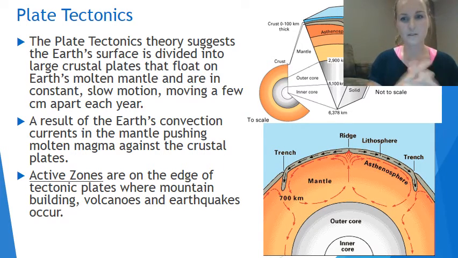So this causes these plates to move, and again, it is on these active zones where the tectonic plates meet that you get mountains forming, and volcanoes and earthquakes occurring. If you look back, you can see that Australia is not actually in an active zone, and that's why we don't get volcanoes and earthquakes.